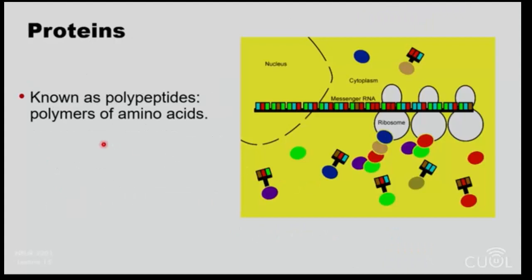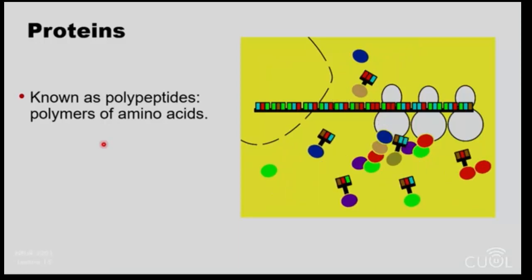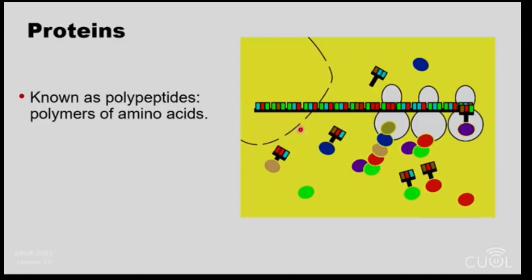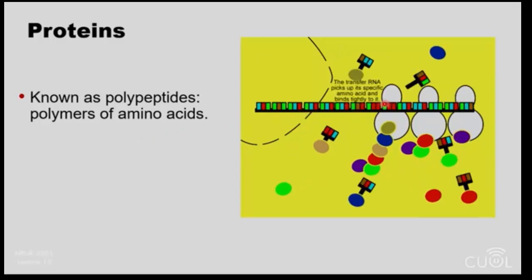So what are proteins? Now this little animation should start moving pretty soon. They're polymers of amino acids, right? There we go. So all the amino acids are shown in those round colors, and you have your messenger RNA here. So the transfer RNA picks up a specific amino acid and binds to it.